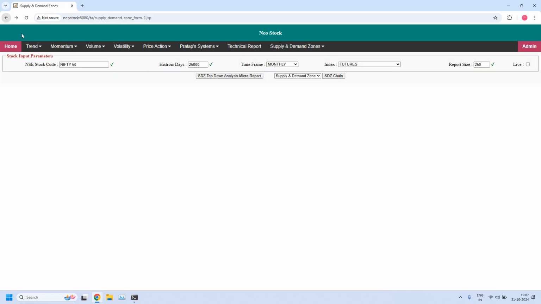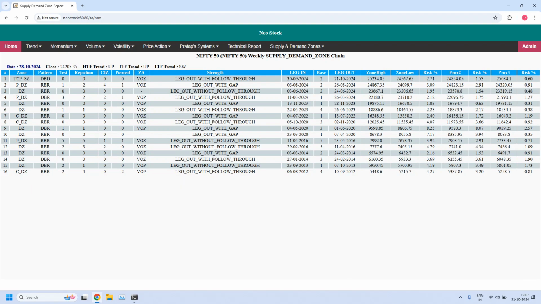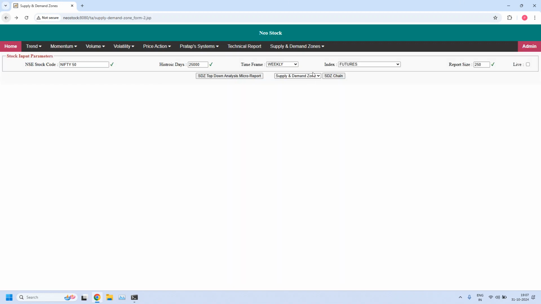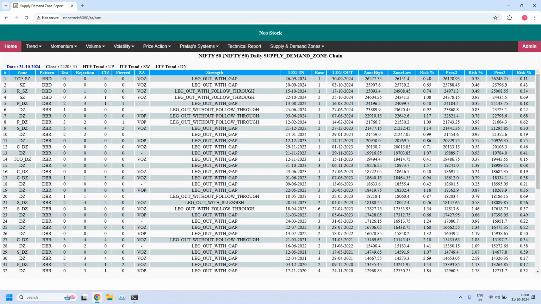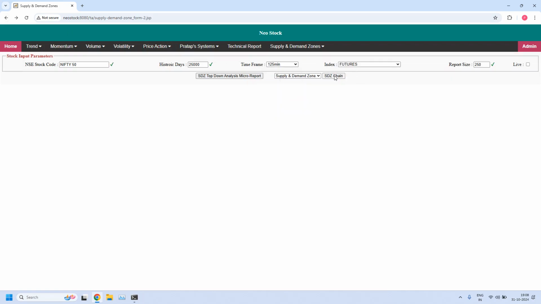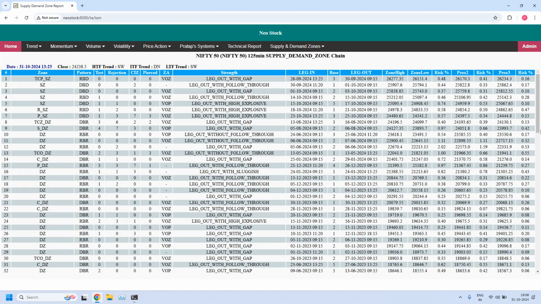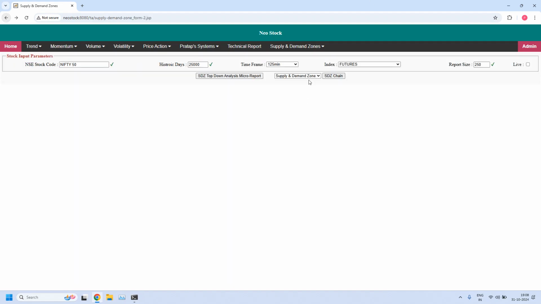Okay, next time frame is weekly, generating weekly supply demand zone chain for NIFTY. The next time frame is daily, generating daily supply demand zone chain for Nifty. Next time frame is 125 minutes, generating 125 minute supply demand zone chain for Nifty. Next time frame is 75 minutes, generating 75 minute supply demand zone chain for Nifty.